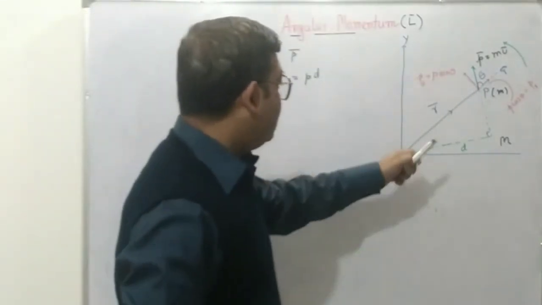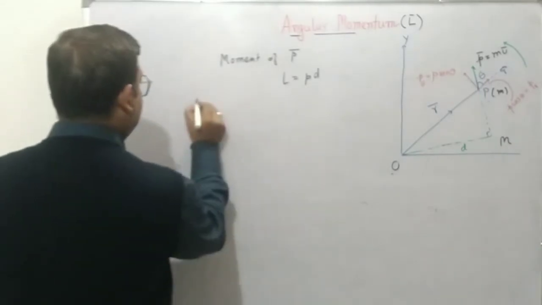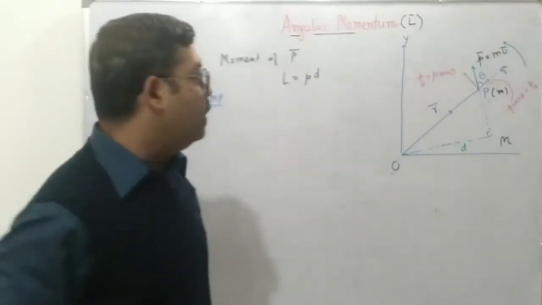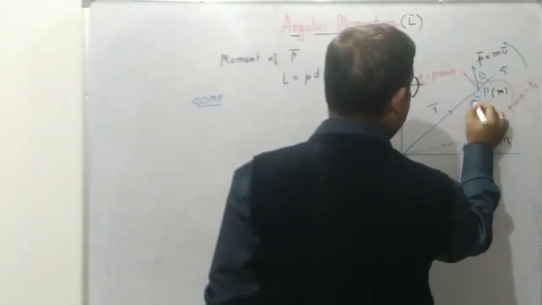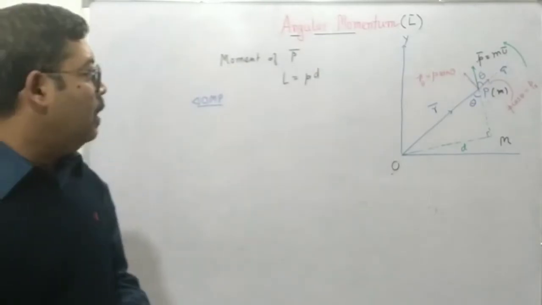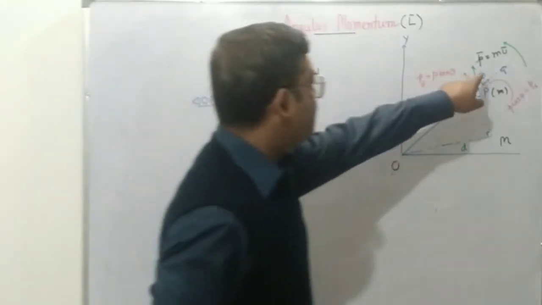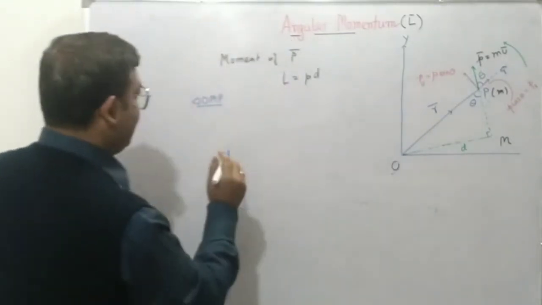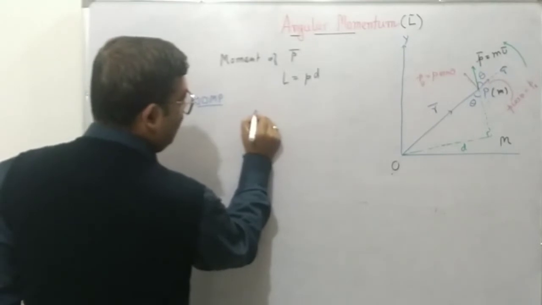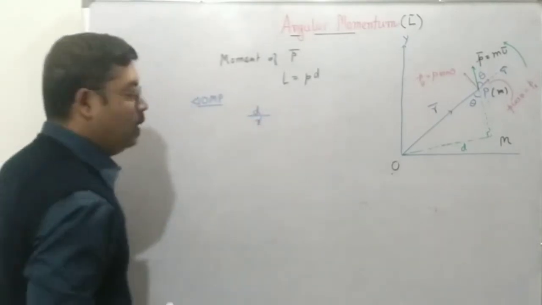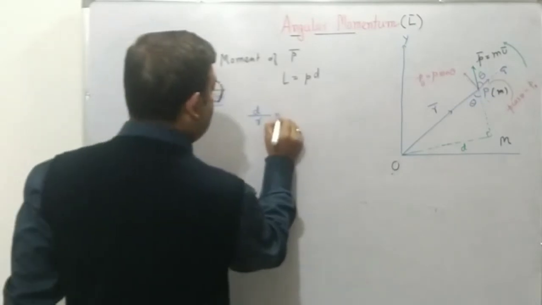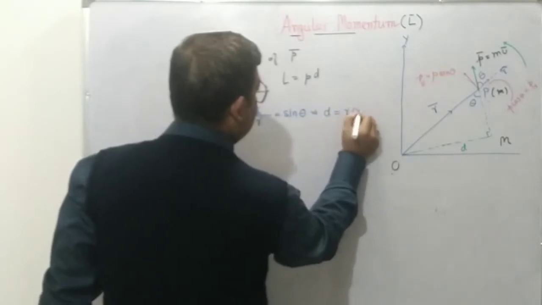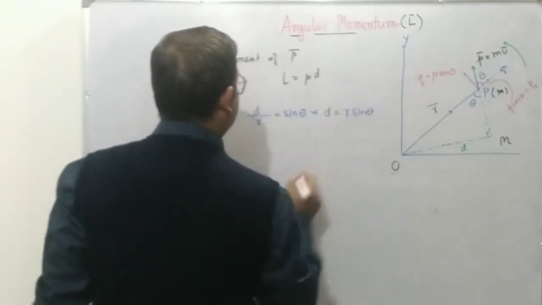Now let's first consider the triangle OMP, which is a right angle triangle, M being the right angle, right? And also this angle will be theta, right? Opposite angles. If this is theta, this has to be theta. So from the geometry of it, what we can say is that d, that is perpendicular by r, perpendicular by hypotenuse, will give us sin theta, or d will be equal to r sin theta.